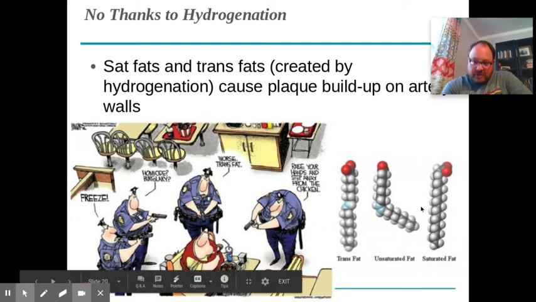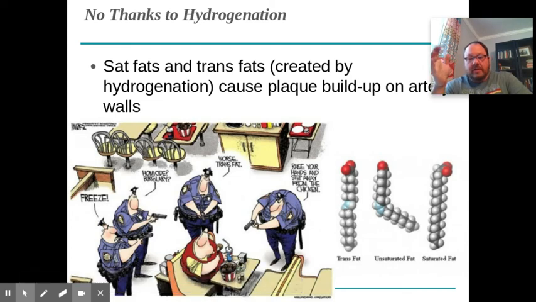So this is sort of an interesting image here. Here you see the saturated fat with the straight tail, the unsaturated fat with the bent tail. Here's a trans fat. So what they can do is actually bubble in some hydrogen. And when they do that, it straightens the tails out. Now, that's done because it can make the lipids more shelf stable. So a lot of cookies will have hydrogenated oils because it can make the cookies more shelf stable, or it's used a lot in baking.